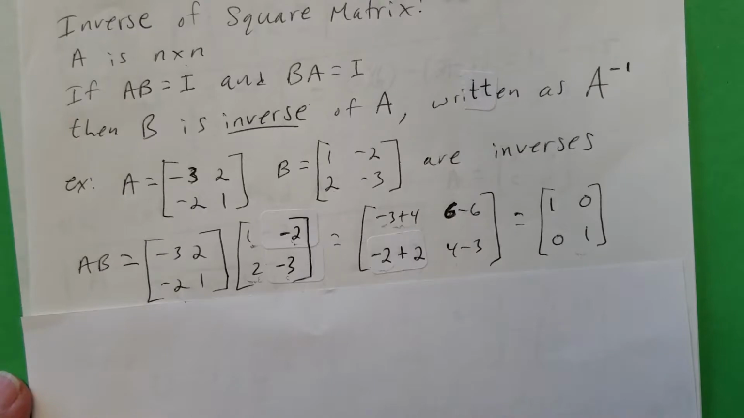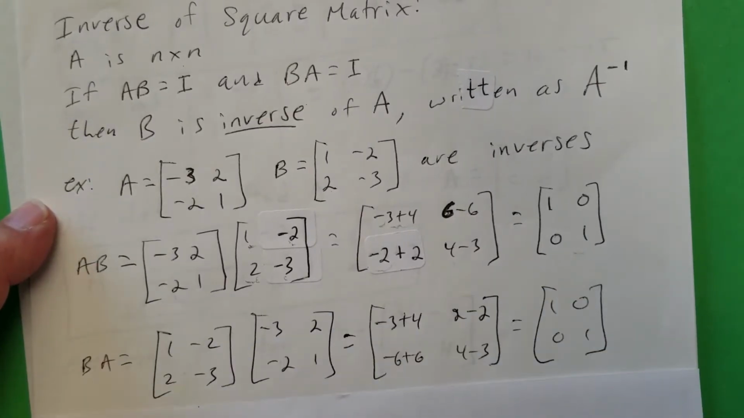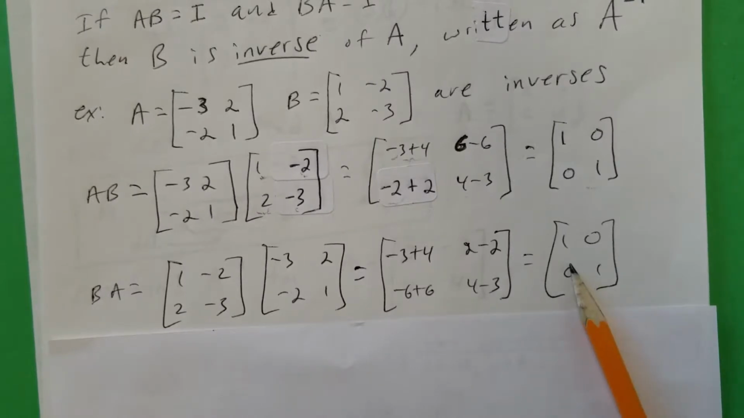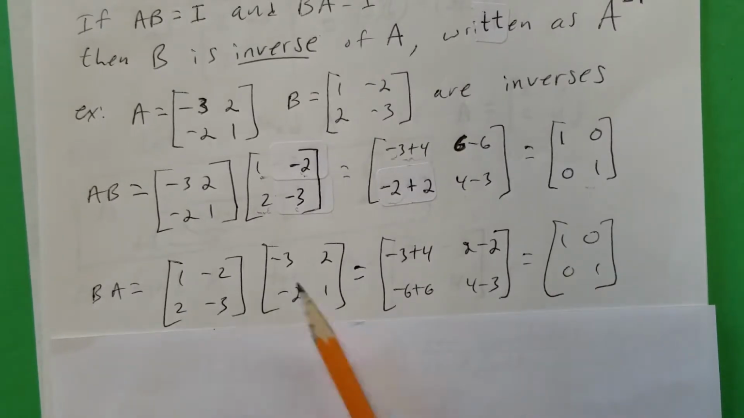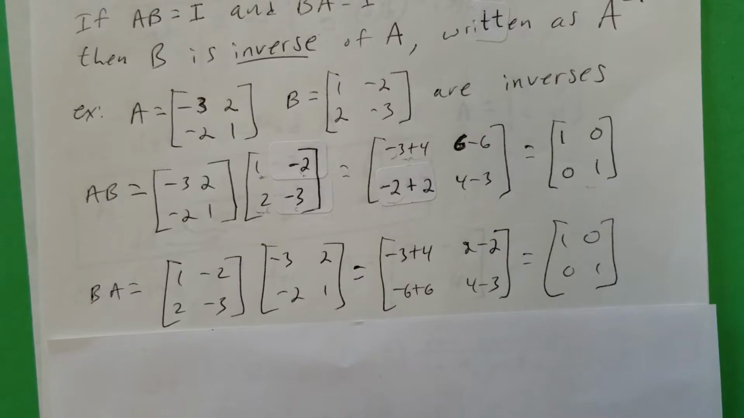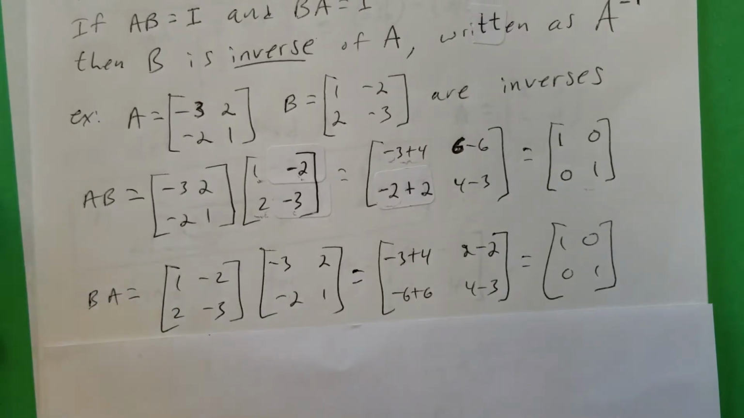Now check this out. If you multiply them in the other direction, you also get the I matrix again. You can confirm it yourself. If you multiply them the other way, B times A, you're going to get 1, 0, 0, 1. You're going to get the I matrix. So that means that A and B are inverses of each other.